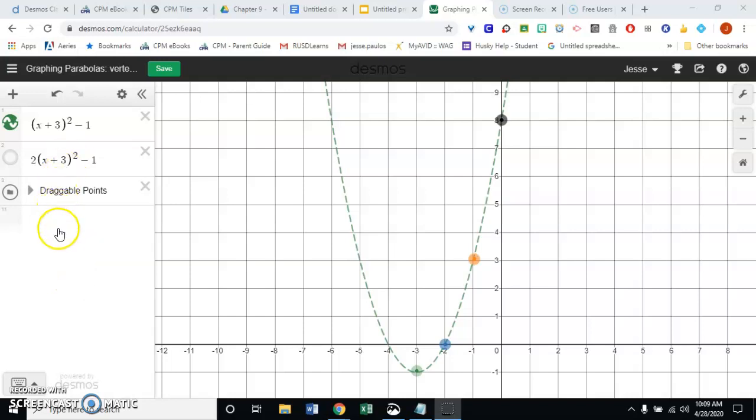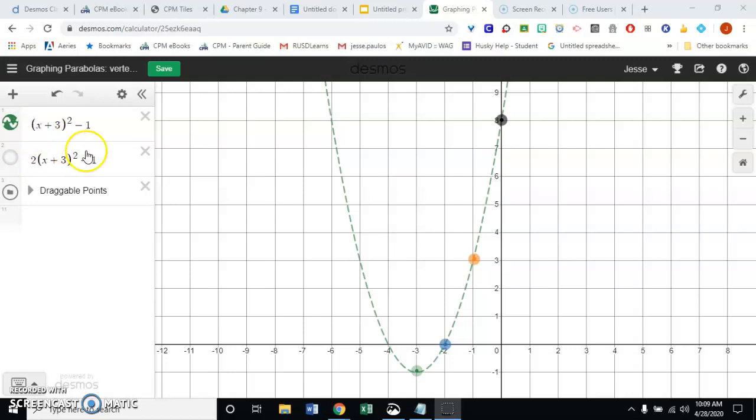Okay, so in the last example, we graphed the function x plus 3 squared minus 1. In this example, we're going to look at what happens if there's an a value. So notice how there's a 2 in front of the parentheses here. That 2 just works as a multiplier, so we're still going to follow that same squaring pattern.